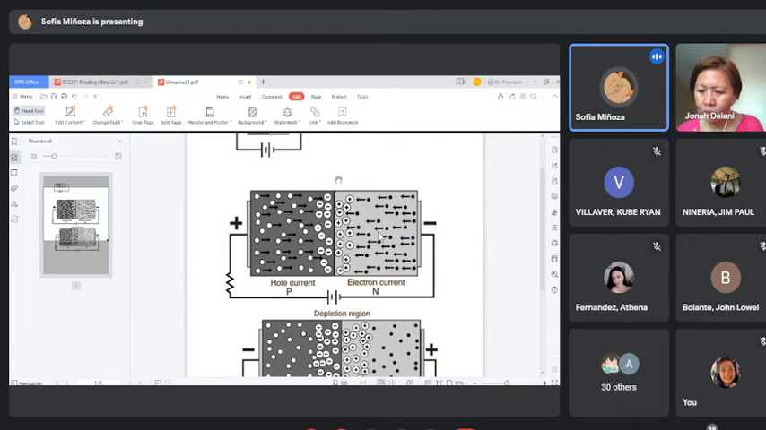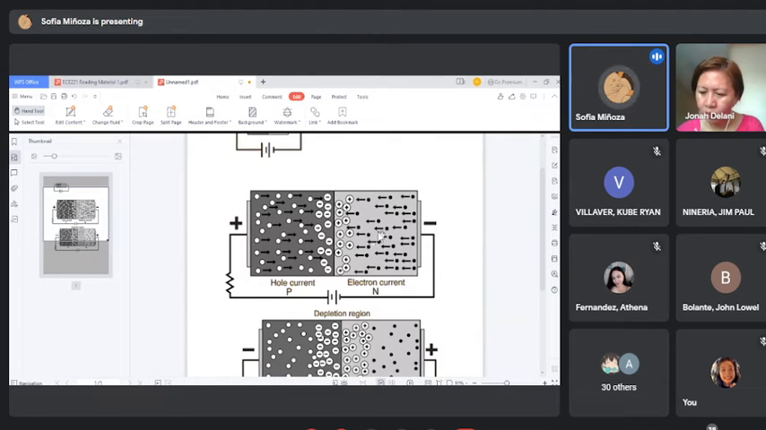This creates the PN junction, which is formed at the boundary between the P region and the N region. The majority carriers in the P region are the holes, and on the other side, the N region, the free electrons. Then when the PN junction is formed, the free electrons in the N region begin to diffuse across the junction and combine with the holes in the P region.